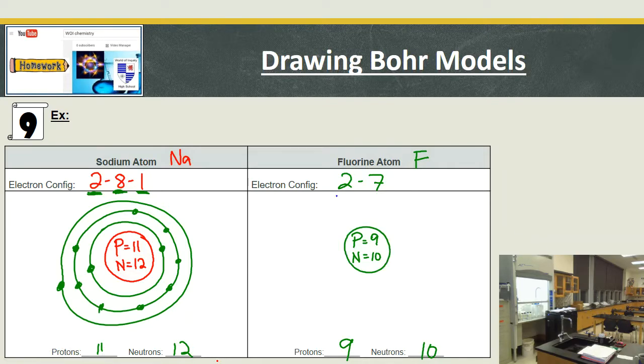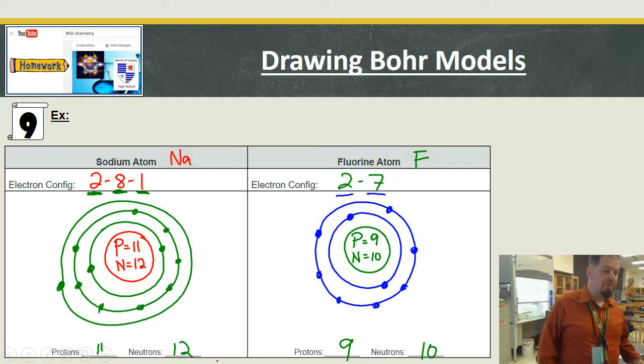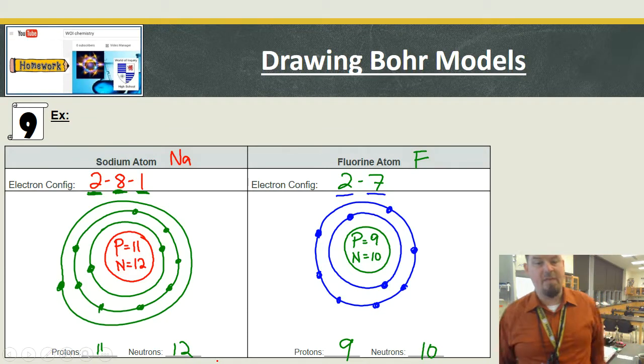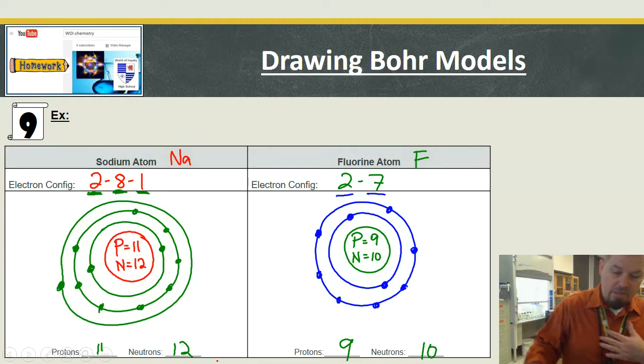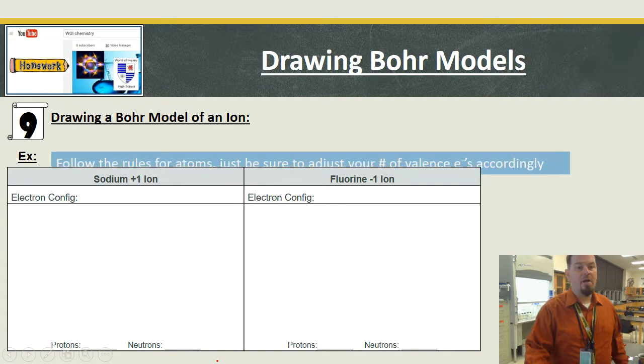I'm going to use a different color, 1, 2 for the energy levels. First one gets 2. Second one gets 7. 1, 2, 3, 4, 5, 6, 7. These things are really not going to get any more complicated than that. And notice it is a complete map of everything in the atom as far as we are concerned in Regents chemistry.